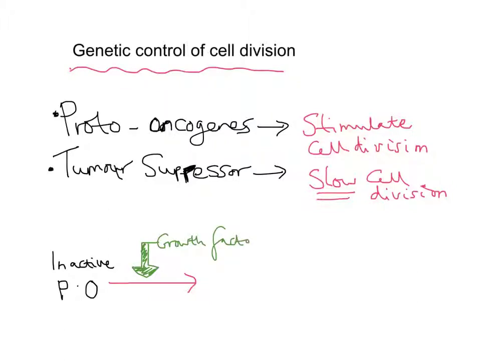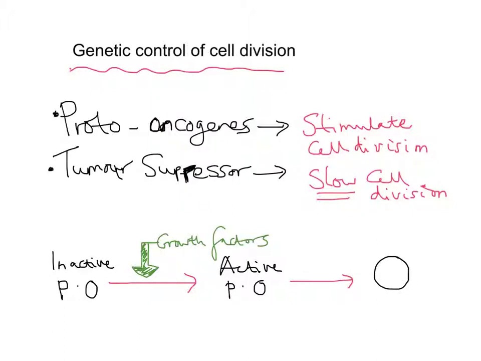So we have growth factors, and growth factors are chemicals that attach to receptors on the cell membrane of normal cells via what are called relay proteins, and they switch on or activate genes that stimulate DNA replication. So with those growth factors, what we're going to do is get an active proto-oncogene. So that's going to stimulate cell division.